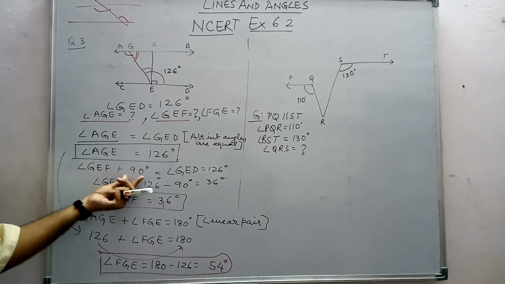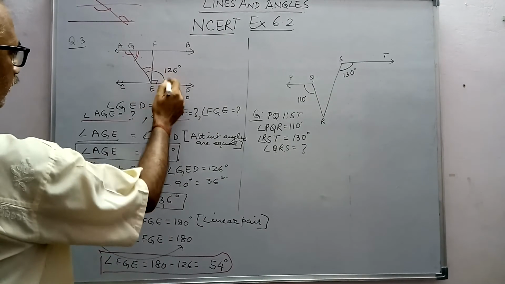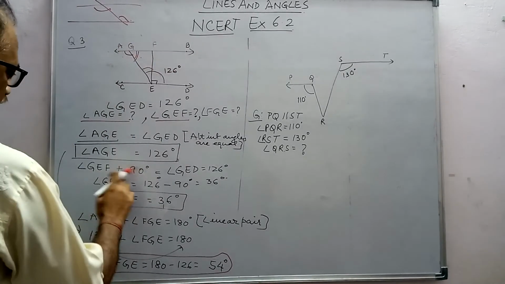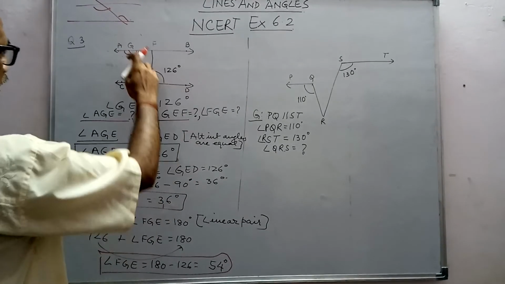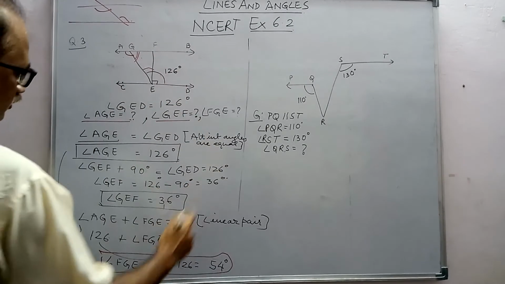Again, GEF plus 90 is equal to angle GED. You see this whole angle is given as 126. So GEF plus 90 is equal to GED, that is called given. That is from the figure you can say.